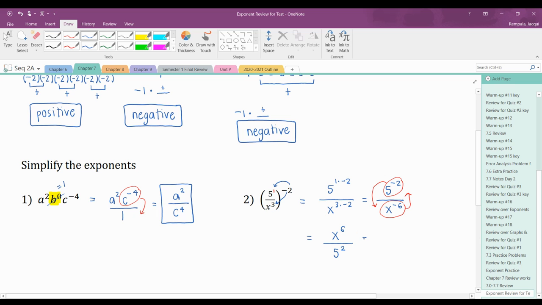And then the last thing is we can keep simplifying this because we have an exponent of 2 and the base is a number. Think of that repeated multiplication. 5 squared is really just 5 times 5. We can very easily multiply two numbers together. 5 times 5 is 25. So x to the 6th all over 25 is my simplified answer.